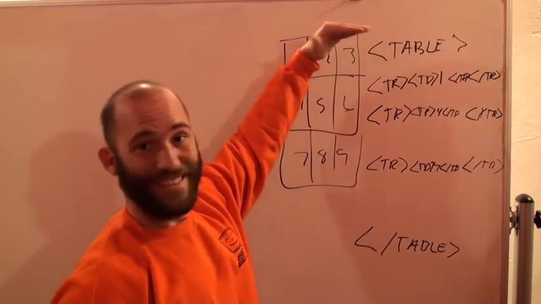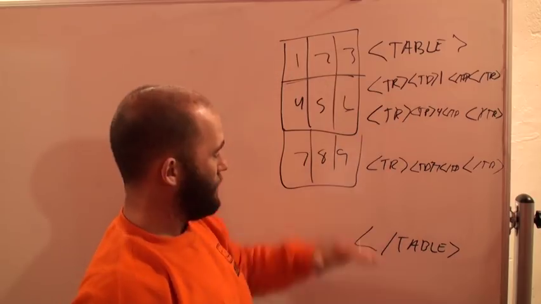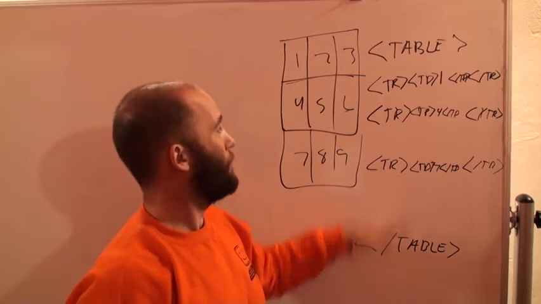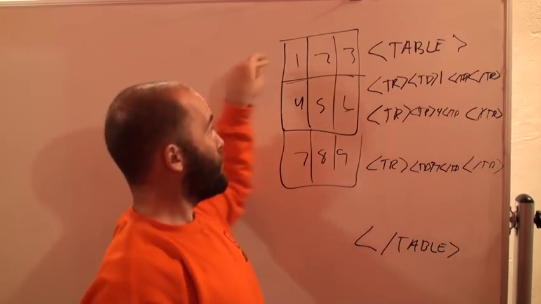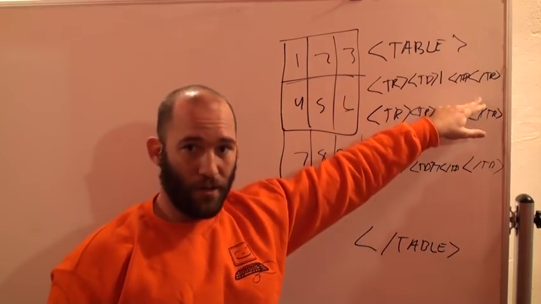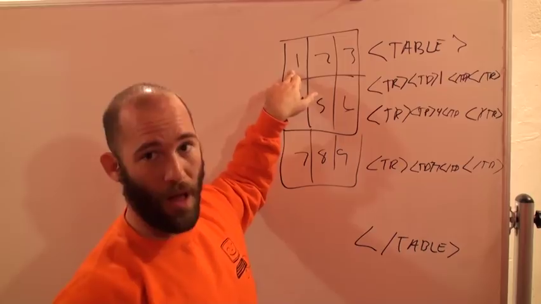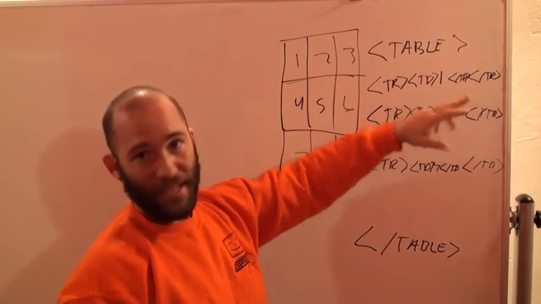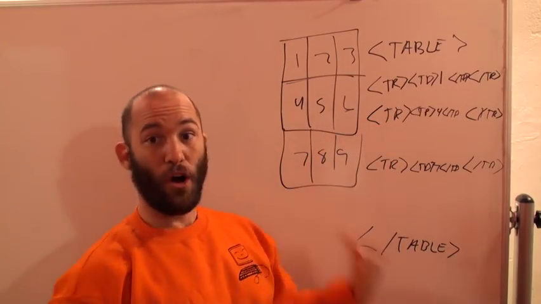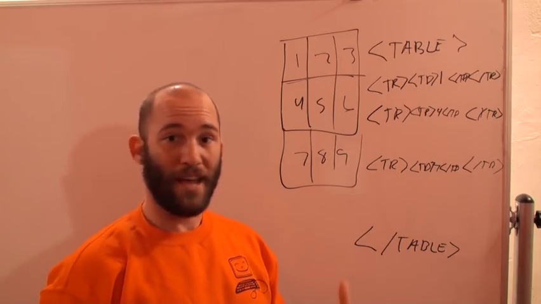So, table opens the entire table, backslash table closes the entire table. TR opens the row, backslash TR closes the row. TD opens the individual block, backslash TD closes the individual block. And this is all you basically need to know for tables.